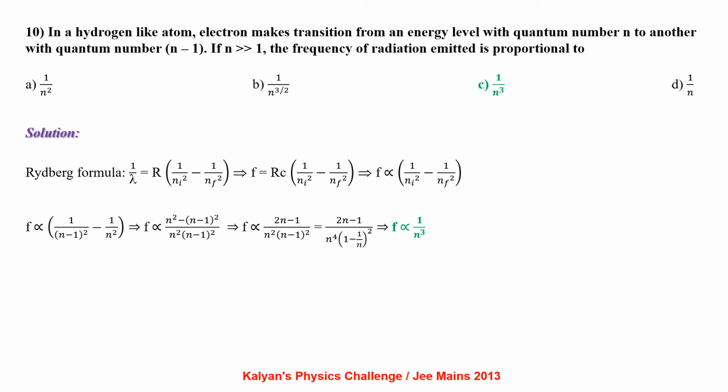Substituting the given values, we have f proportional to (2n minus 1) by n squared times (n minus 1) whole squared, that is (2n minus 1) by n to the power 4 times (1 minus 1 by n) whole squared. Since n is very much greater than 1, we have f proportional to 1 by n cubed.